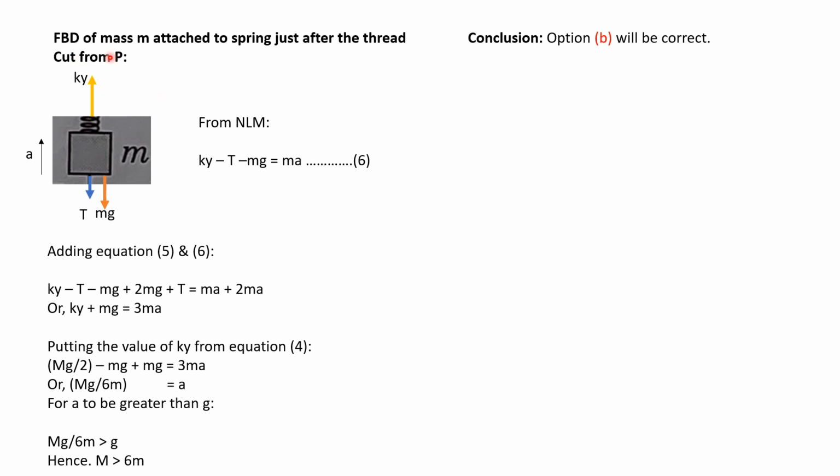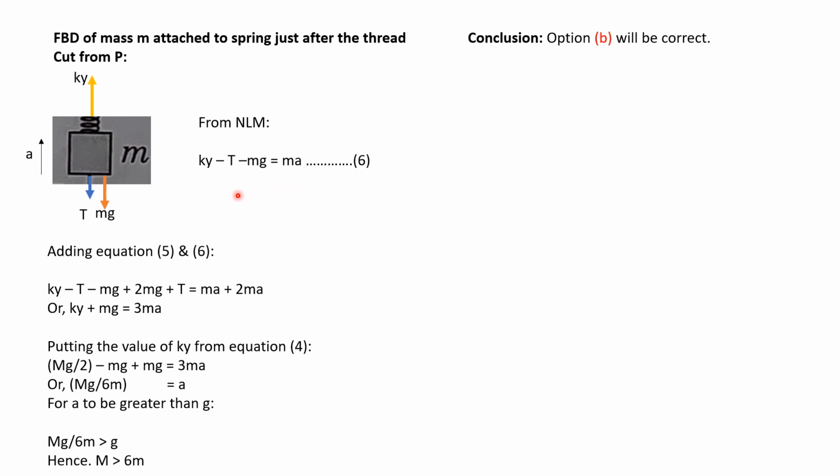The free body diagram of mass m attached to the spring just after the thread is cut from P is this, right? This is going up with the acceleration a. Okay. ky is the spring force in the upward direction. T is the tension force due to cord number 3, which is connecting this m with the 2m, right? And mg is the weight which is acting downward. So from Newton's law of motion, we can write this equation: ky minus T minus mg. This is the unbalanced force. So this will be equal to ma.